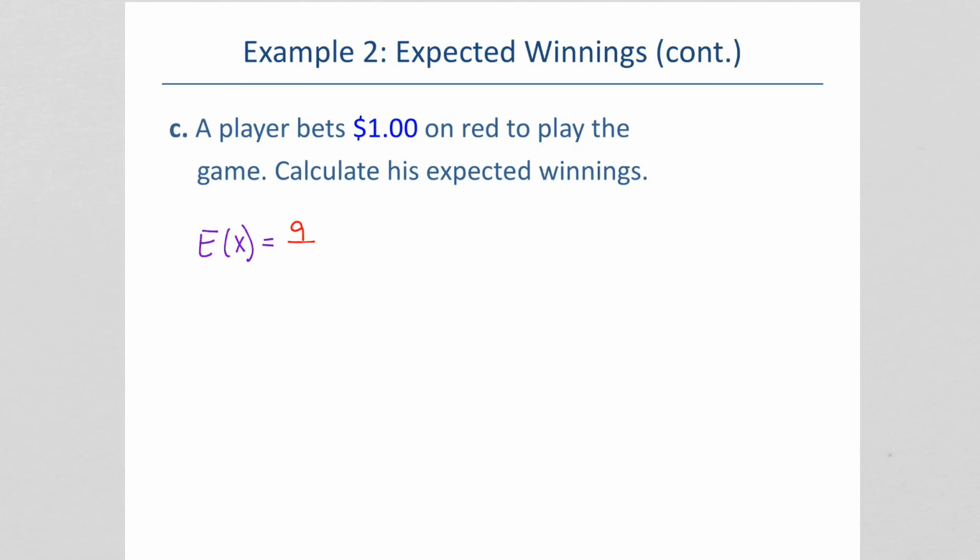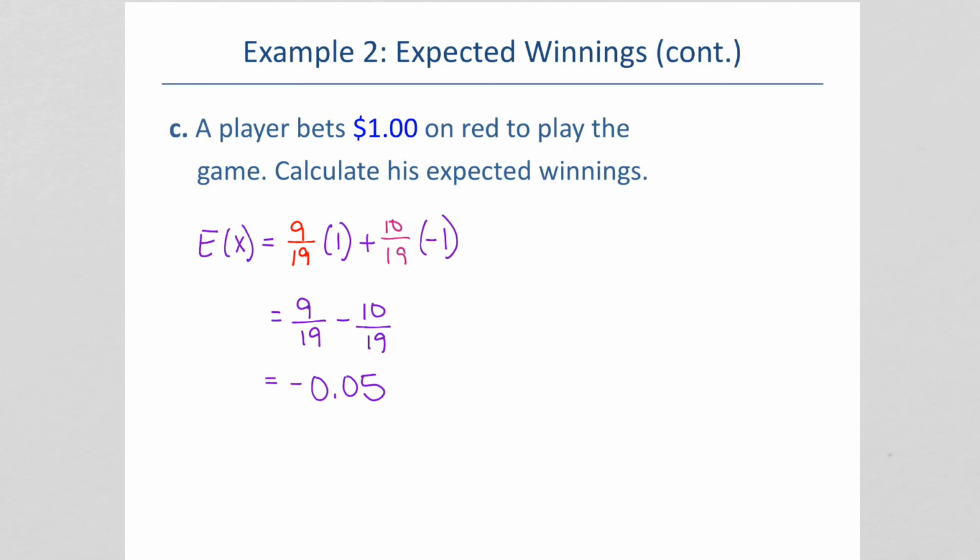So there's a 9/19 chance that he'll get $1. And there's a 10/19 chance that he will lose $1. So we're putting -1 because he's losing. So we just take 9/19 minus 10/19 and get his expected value is to lose 5 cents. Of course, that's not going to happen. He's either going to win $1 or lose $1.